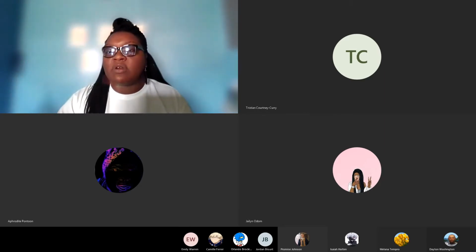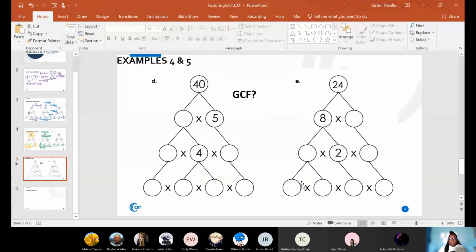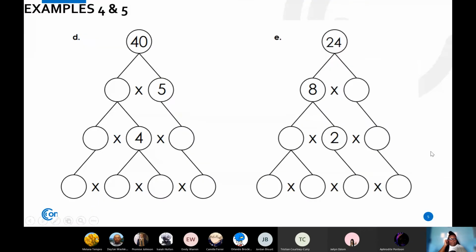Let's go ahead and share Ms. Neville's screen. And if you would please draw these two factor trees. You see that Ms. Neville has helped you out a little bit. I have written some of the factors in here. I've written some of those factors in for us already. And we're going to practice some with factoring.